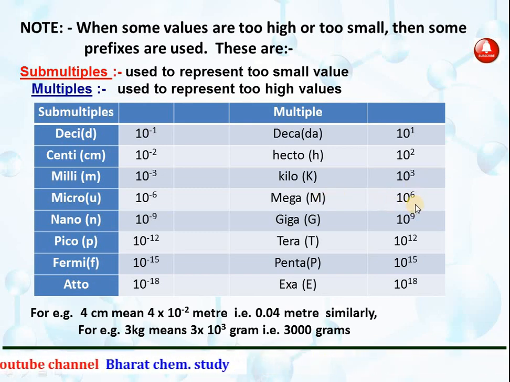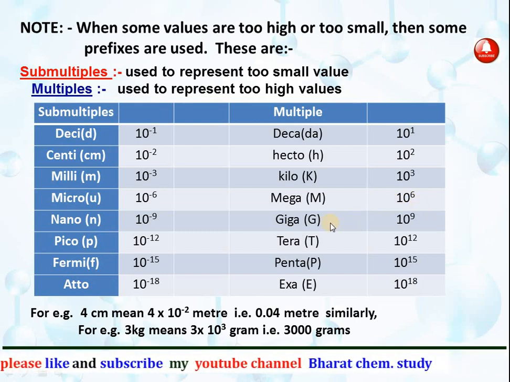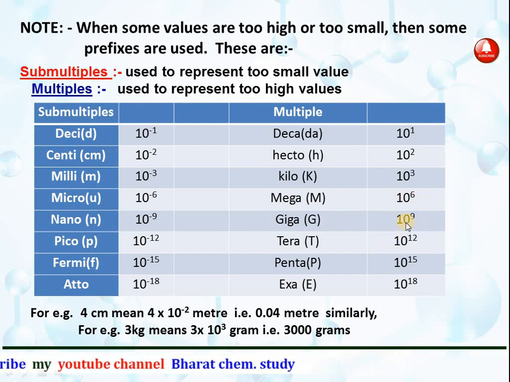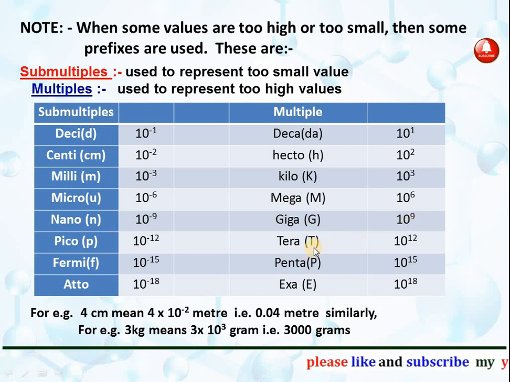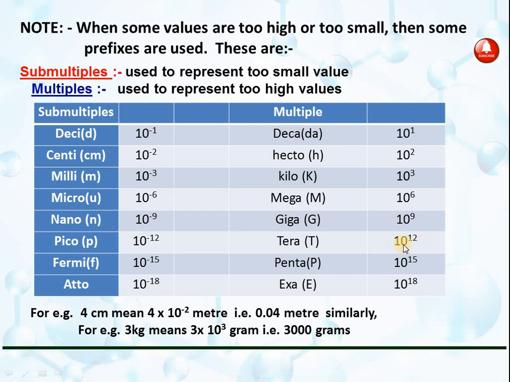Mega, 10 to the power 6, we are all aware of megabyte. So megabyte means 10 to the power 6 bytes. Giga means 10 to the power 9. So when we write gigabyte, that means 10 to the power 9 bytes. Tera, that we are also aware of, is equal to 10 to the power 12. 1 terabyte means it contains 10 to the power 12 bytes. Peta, 10 to the power 15. Exa, 10 to the power 18.